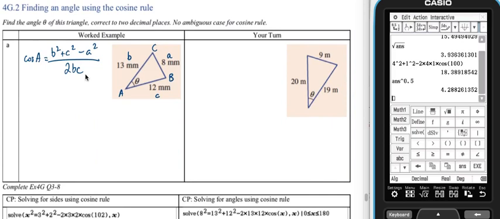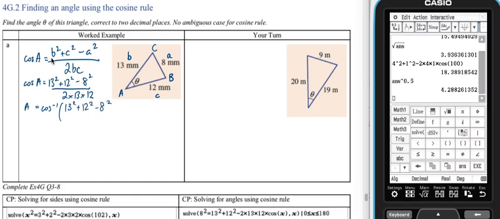This is the way I would solve this problem if I only had a scientific calculator. We'll show you the ClassPad way after this. So off we go, we're going to sub in our values. In this case, B is 13, so 13 squared plus C squared, which is 12 squared, take 8 squared, on 2 times 13 times 12. Now we're going to get some answer here. To get A by itself, we take the inverse cosine of both sides. So in our ClassPad, we're going to type all of this in.